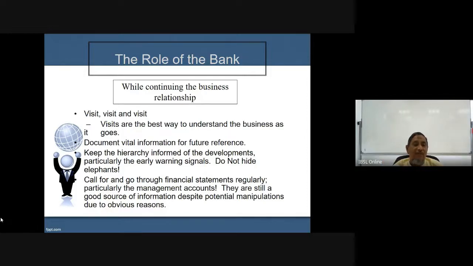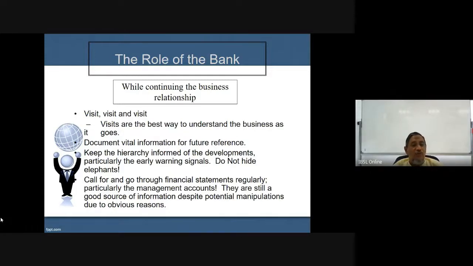Keep the hierarchy informed of the development, particularly the early warning signals. Do not hide elephants. Whenever you go for a site visit or inspection and find any warning signal about the production, about the behavior of the employees, about performance, stock levels, supply chain, any warning signal, immediately bring that to the notice of the management. That's very important. Do not hide elephants.